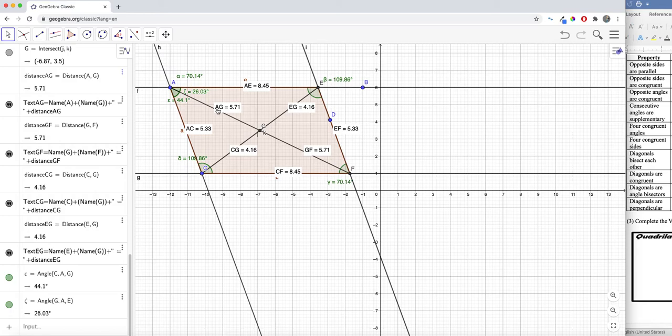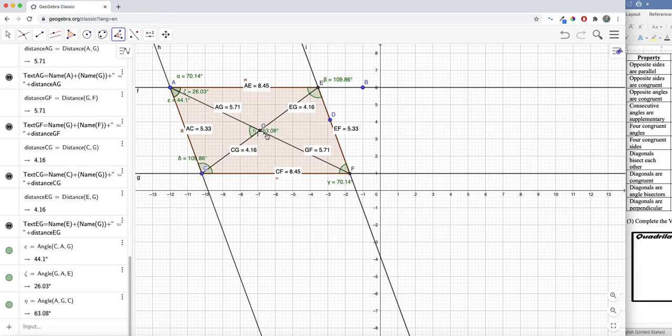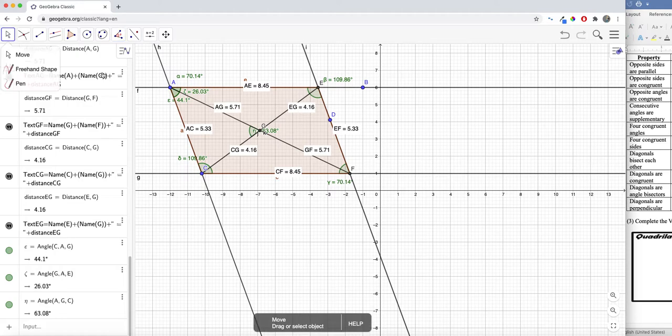Okay. Oh, and then diagonals are perpendicular. So if I measure this, it definitely doesn't look like it's 90, but let's just measure it. This one would have to be 90 for all the other ones to be 90, so we only need to measure one of them. It's definitely not 90, so that is not true.